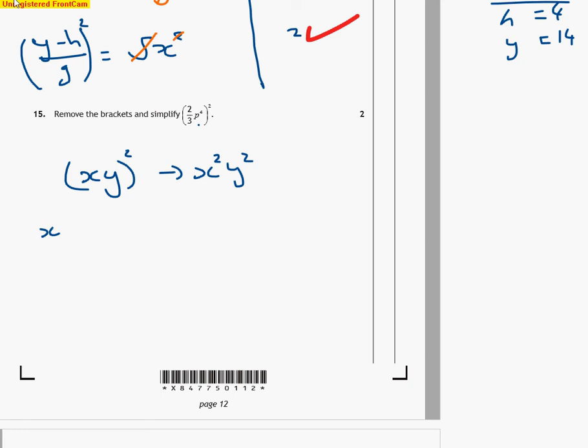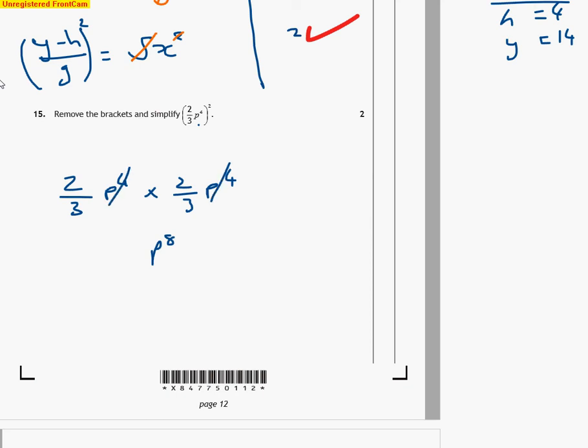So we just do the exact same for the 2/3. Okay, this is the same as saying 2/3 p^4 times 2/3 p^4. Okay, so the p^4, we're multiplying them, so we just add the powers, p^8, or in that case, 4 times 2, or 4 plus 4. Yeah, so that's us done them. And 2/3 times 2/3, 2 times 2 is 4, and 3 times 3 is 9.